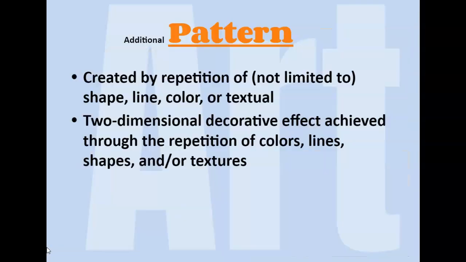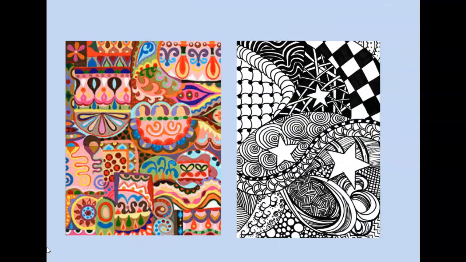And then we have pattern created by repetition of shape, line, color, and texture. Patterns are two-dimensional decorative effects achieved through the repetition of colors, lines, shapes, and textures. And here are two examples. One example would be called Zentangle, the one on the right, where the use of patterns and changes are going through to create this interesting image.